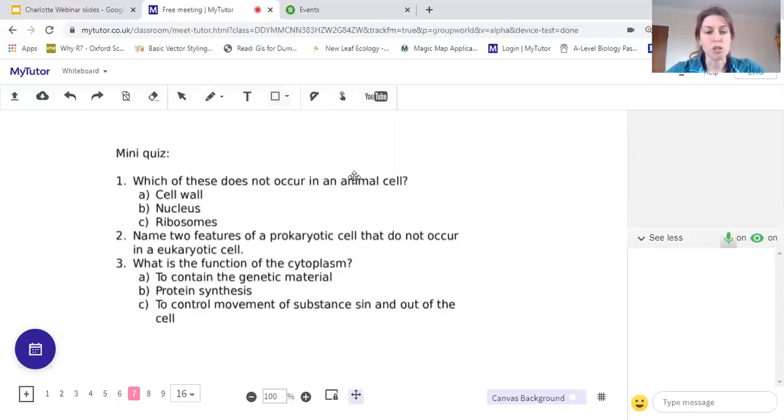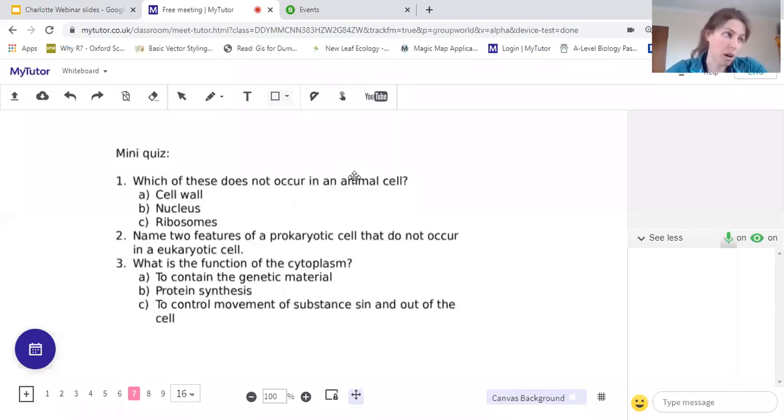Question 2, name 2 features of a prokaryotic cell that do not occur in a eukaryotic cell. Pop that in. 2 features of a prokaryotic cell that don't occur in a eukaryotic cell. Good, someone says flagella, that's really good. Animal and plant cells don't have those. Circular DNA, yes, that's another good answer. Those plasmids, they don't happen in plant or animal cells.